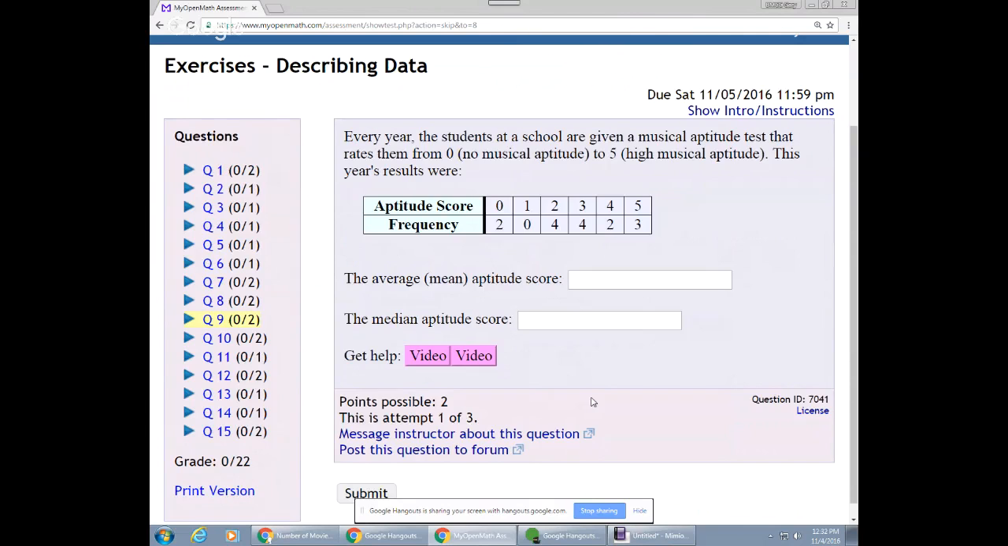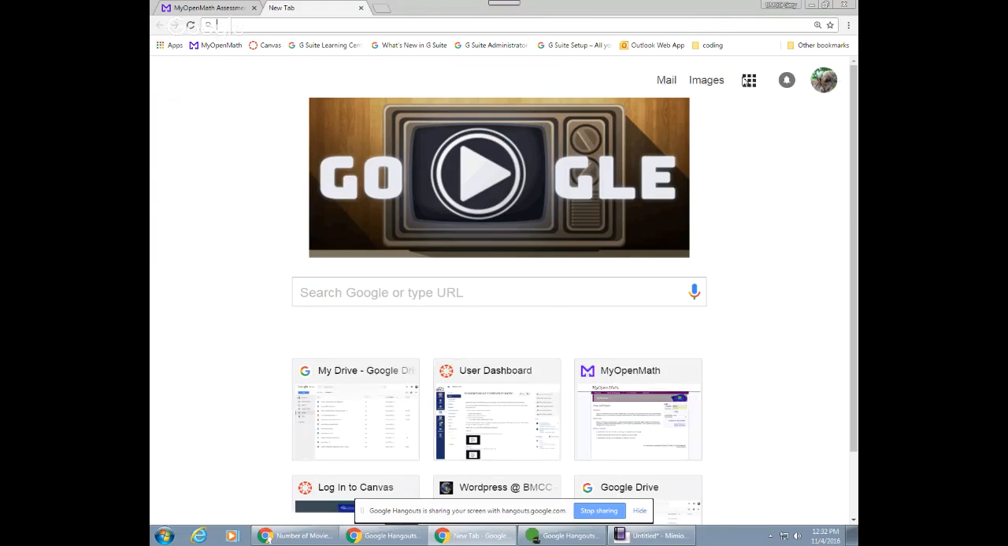So I am going to steal these numbers into a spreadsheet. Oh, I guess I want all of it, don't I? So I'm going to copy, and I need a new spreadsheet. Where is my drive?